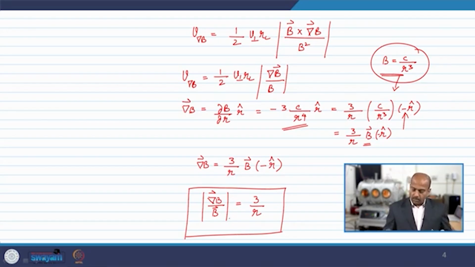So del B by B is 3 by R, right? Now we have everything, so we have to calculate V perpendicular RL. Then R is equal to RE times 5, because you have to perform the calculations at 5 RE. Now we just have to substitute everything into this formula.